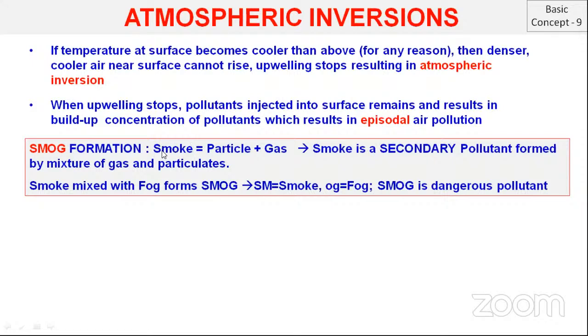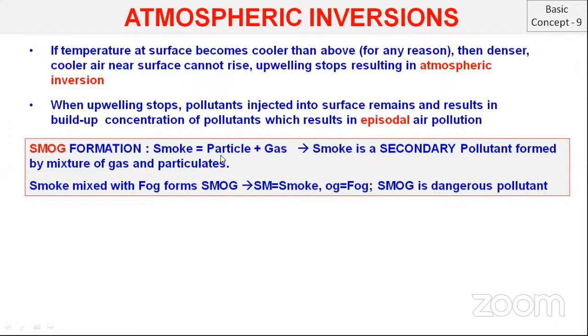Smoke generally results from combustion processes. Combustion, that is, any article, any matter you burn, then smoke naturally comes. Two things come out as pollutants, particle and gas. Particle is a primary pollutant, gas is a primary pollutant. When these two are mixed and smoke is formed, smoke is a secondary pollutant.